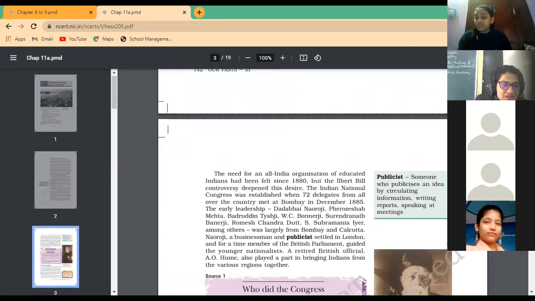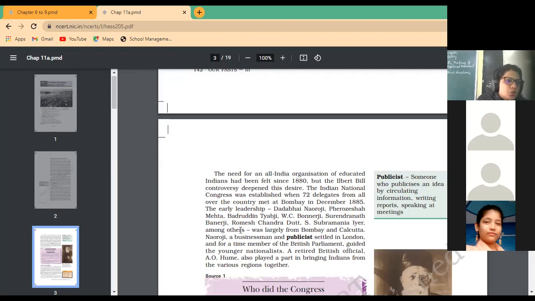So all these three laws, what did they do? They created disappointment and dissatisfaction among the Indians towards the British rule between 1870 and 1880. Now the next: an all-India organization of educated Indians was felt necessary in 1880. The Ilbert Bill controversy deepened this desire: we should take the initial step for how we get our independence, how we get freedom from British rule.